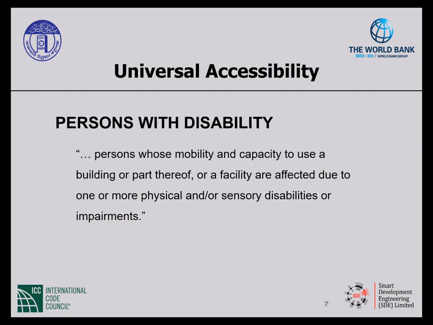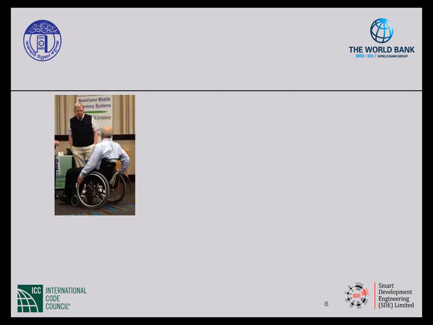The code defines persons with disability as persons whose mobility and capacity to use a building or part thereof or a facility are affected due to one or more physical and/or sensory disabilities or impairments. What types of disabilities are there? You have somebody in a wheelchair, and this may be what you think of first when you hear the word disability, but it's not the only disability that there is. This particular one does drive a lot of the requirements that we're going to talk about today, but it's not the only thing.